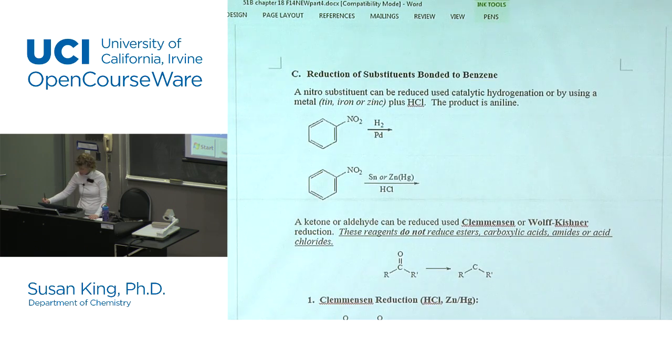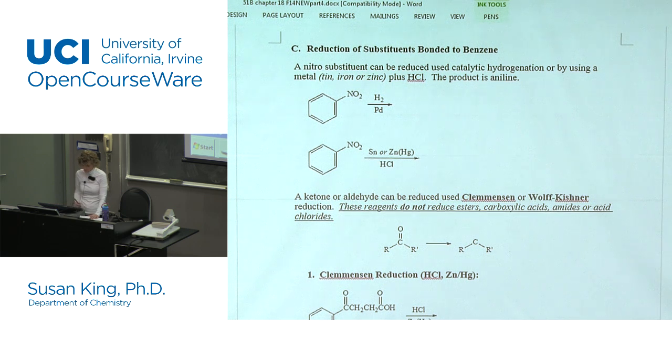There are a couple more new reactions. And as you see, we've just expanded the number of things we can put on a benzene ring. A nitro substituent can be reduced using catalytic hydrogenation or by using a metal, tin, iron, or zinc plus hydrochloric acid. The product is aniline. This is the one that I use. I don't usually use tin for that reaction, although you might see it in your book or on Sapling. I use zinc.